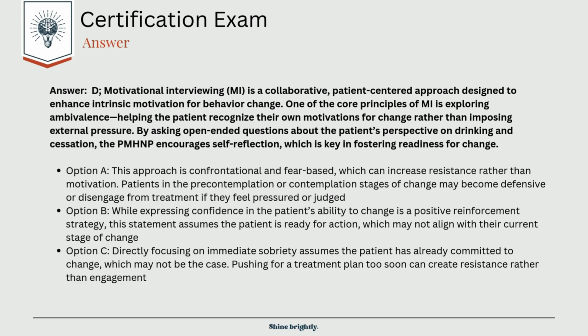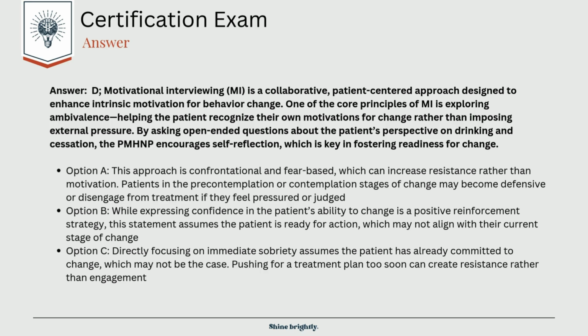So, our key takeaways here: we want to explore ambivalence first. Change happens in stages. We ask open-ended questions rather than giving directed advice. We support autonomy and let patients discover their own reasons for change. Remember, this is part of the transtheoretical model, so the stages of change model.